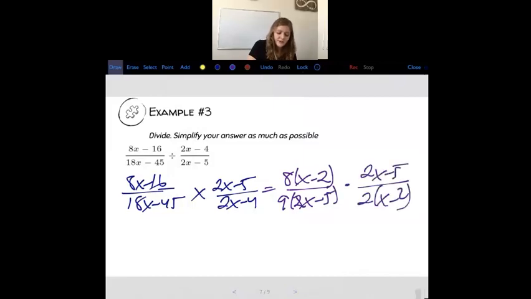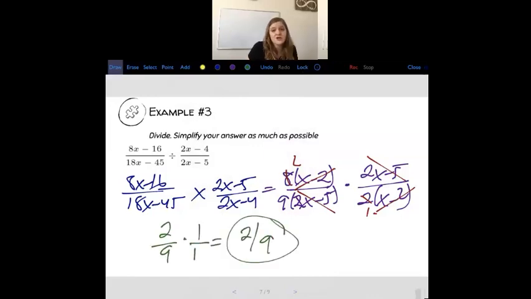Again, we see what can cancel. X minus 2, x minus 2, 2x minus 5, 2x minus 5, and the 2 can go into 8 4 times. So what we have left is 2 over 9, really times 1 over 1, which just gives us 2 over 9.